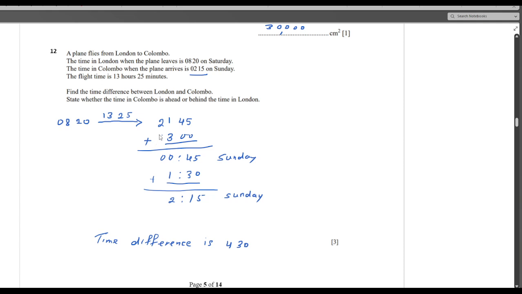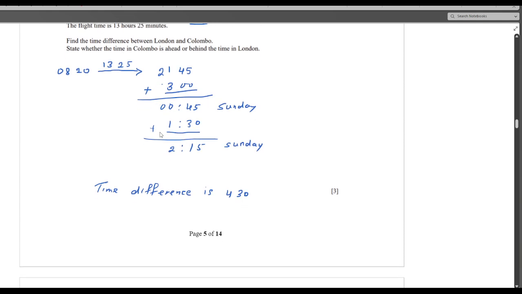State whether the time in Colombo is ahead or behind the time in London. So time in Colombo is ahead. Okay, time in Colombo is ahead than time in London.